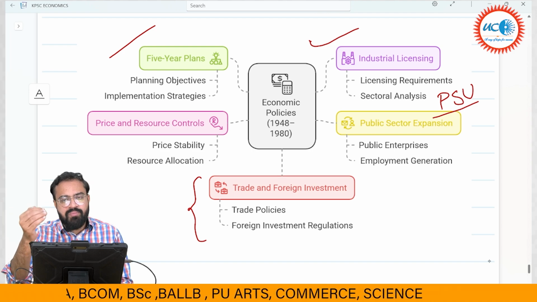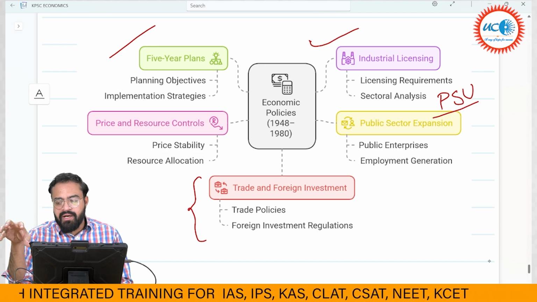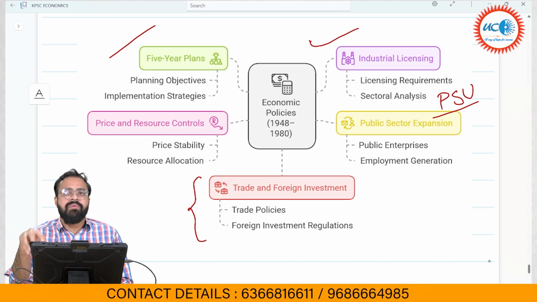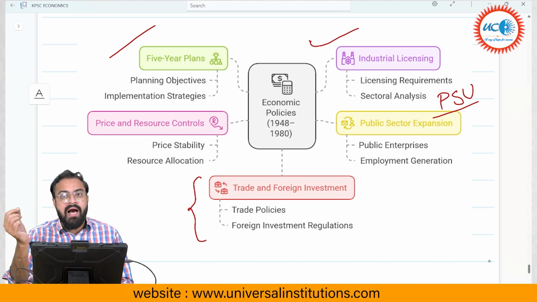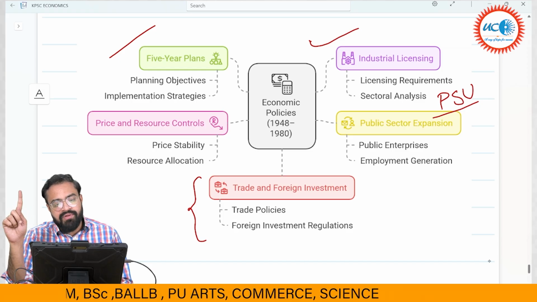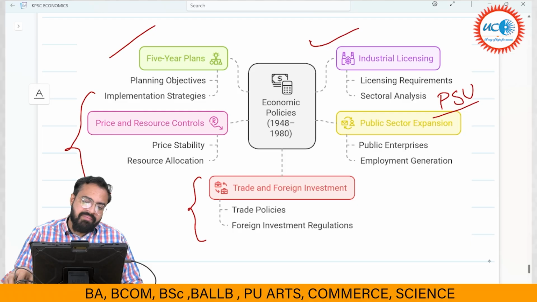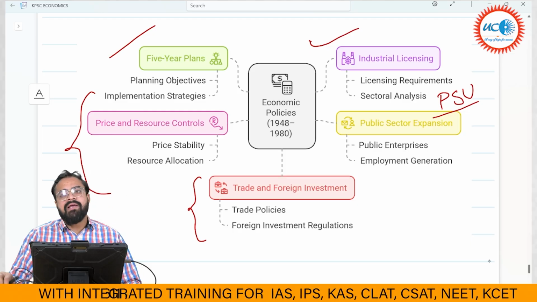ಅಂದರೆ ಆಮದು ಮಾಡಿಕೊಳ್ಳೋದಕ್ಕಿಂತ ಆ ಒಂದು ಪರ್ಟಿಕ್ಯುಲರ್ ಪ್ರಾಡಕ್ಟನ್ನು ನಮ್ಮಲ್ಲೇ ಉತ್ಪಾದಿಸಬೇಕು. ಆ ಒಂದು ಮೂಲಕ ಏನಾಗುತ್ತೆ, ಡೊಮೆಸ್ಟಿಕ್ ಇಂಡಸ್ಟ್ರಿ ಸ್ಟ್ರಾಂಗ್ ಆಗುತ್ತೆ. ಅದೇ ರೀತಿ it is going to create employment opportunities within India. At the same time, the next important characteristic of this phase is price and resource control.